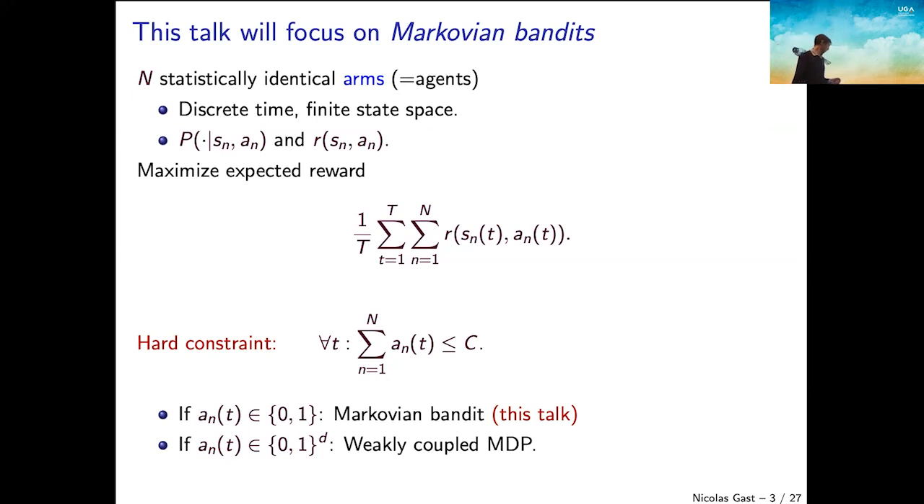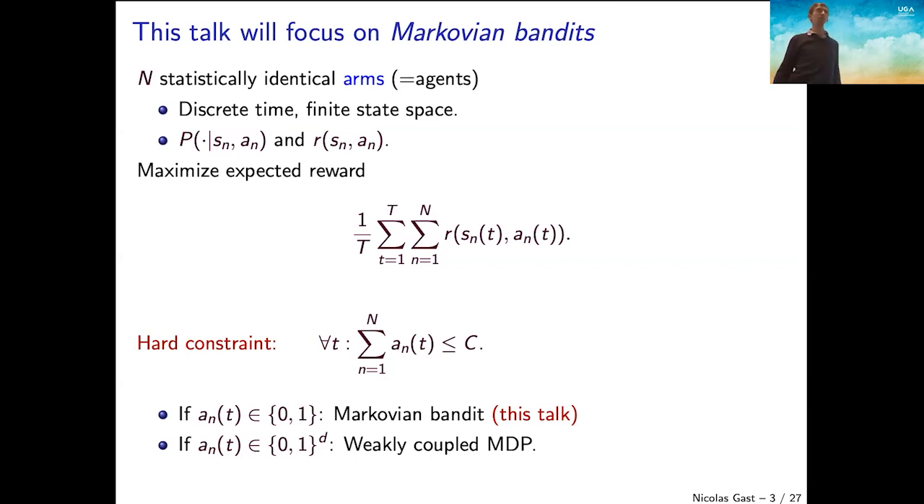And as I said, I'm going to stop talking about weakly coupled MDPs for a while in this talk. But essentially, weakly coupled MDPs are almost the same models, except that the actions are not just 0 and 1, they can be somehow more general than that. Also, in general, the C here is not just a scalar constraint, but might be a vector constraint. So you'll see that a lot of the techniques that apply to Markovian bandits apply to weakly coupled MDPs.